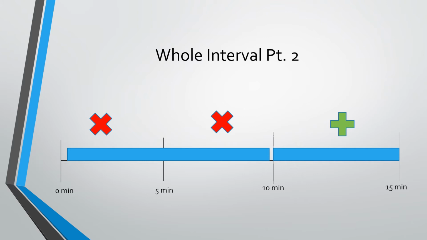So if we're looking at this, from 0 to 5 minutes, we would not record the behavior occurring. From 5 to 10 minutes, we would not record the behavior occurring. From 10 to 15 minutes, we would record the behavior occurring. And this is why whole interval tends to underestimate behavior. Because as you can see, there's maybe a minute, minute and a half total in this total observation period that we're looking at, where the behavior wasn't occurring, but we're still only marking one occurrence of it.